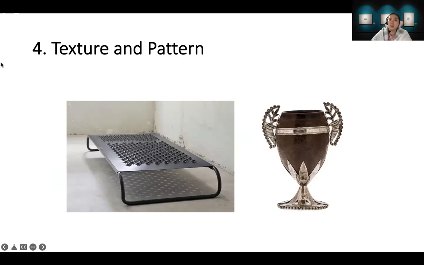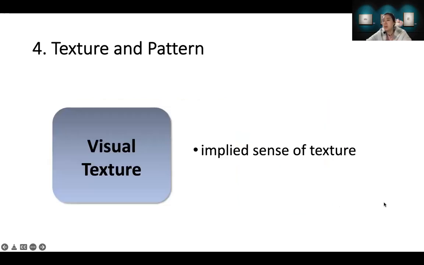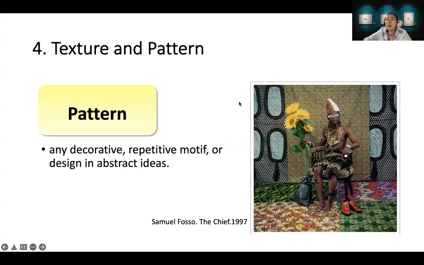Now let's move on to the texture and pattern. There is the actual texture, and there is a visual texture. It is the implied sense of texture that artists create through the use of various artistic elements such as line, shading, and color. And the pattern. Pattern is any decorative, repetitive motif or design in abstract ideas.